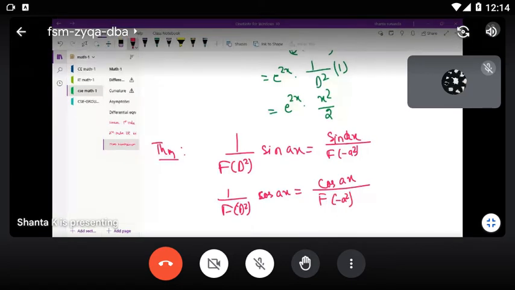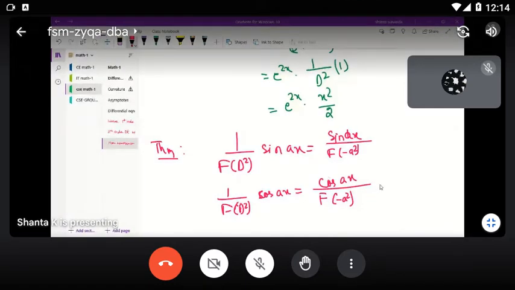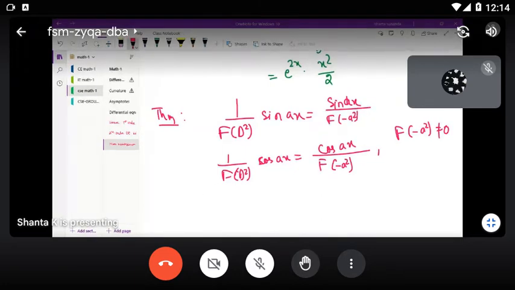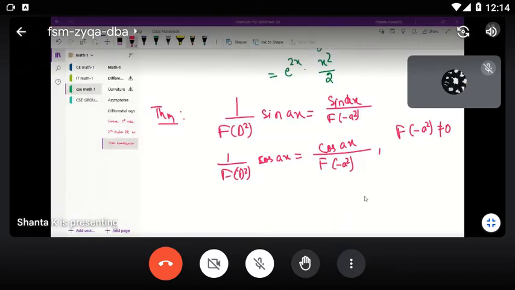f of minus a square. And here the only thing we will make sure is that f of minus a square is not equal to 0. Suppose we have the minus a square term and it is going to 0, then there we cannot use this, like we did f of a not equal to 0 in the previous case. But when it is 0, what will we do? So we will come to that. First we will solve this one, then we will look at what happens when it becomes 0.